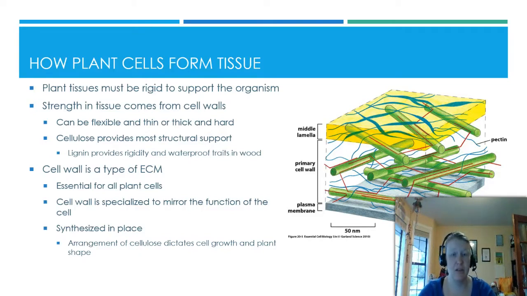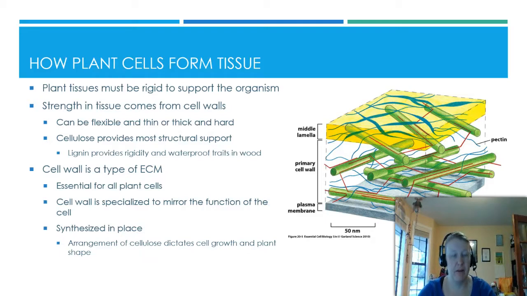And cellulose, as you can see here, are these big green rods, and they're running through the primary cell wall, and then eventually will be moved into a secondary cell wall. And this is what provides that structural support. And really the cell wall is just another type of ECM, and we'll talk about ECMs again when we look at the animal tissues, but it's just a space between the cells.